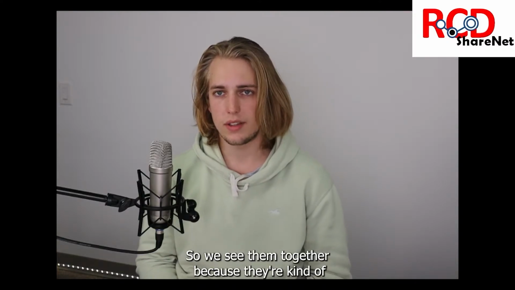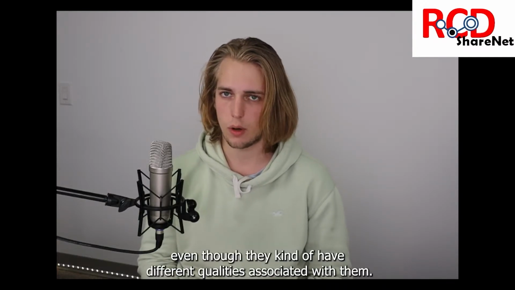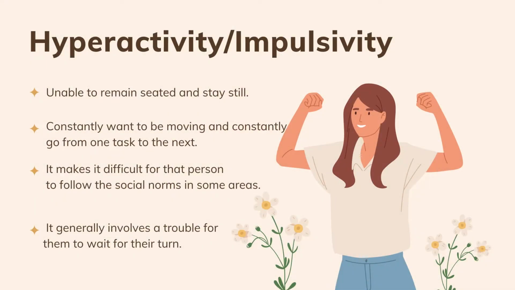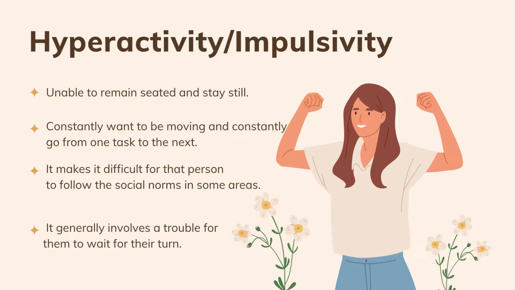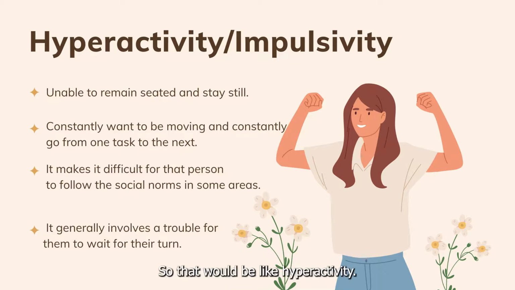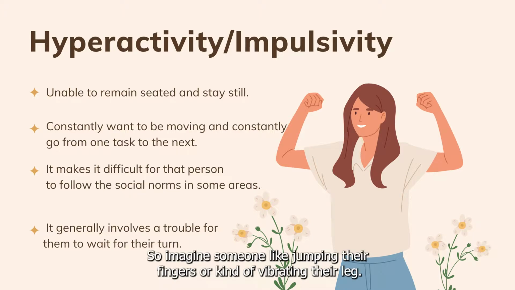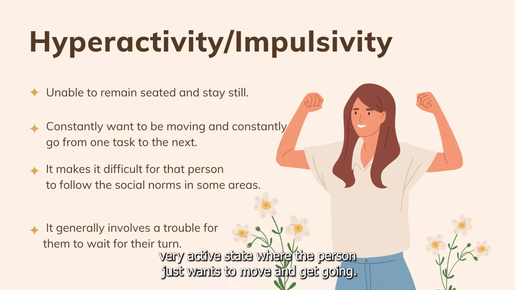hyperactivity/impulsivity means. So we say them together because they're thought to move together and be somewhat related, even though they have different qualities associated with them. So what's meant by hyperactivity/impulsivity is basically, it's sort of what it sounds like. So for example, someone might fidget or tap their feet. So that would be like hyperactivity. So imagine someone drumming their fingers or vibrating their leg. Those are common signs of hyperactivity. It's this very active state where the person just wants to move and get going.